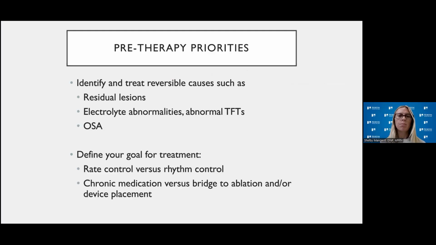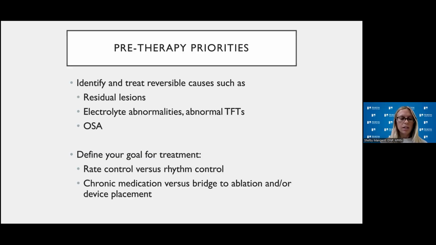And so pre-therapy priorities. Before starting a patient on an antiarrhythmic medication, there's a couple of things that you really need to define first. So you need to identify and treat any sort of reversible causes, such as residual lesions. Do they have an electrolyte abnormality that is predisposing this patient to an arrhythmia? Any sort of abnormal thyroid function testing, and then obstructive sleep apnea is a common cause as well. And once you've decided that you need to start this patient on a medication therapy, you need to decide, is it rate control or rhythm control going to be of most benefit? And I'll go into that here in just a moment.